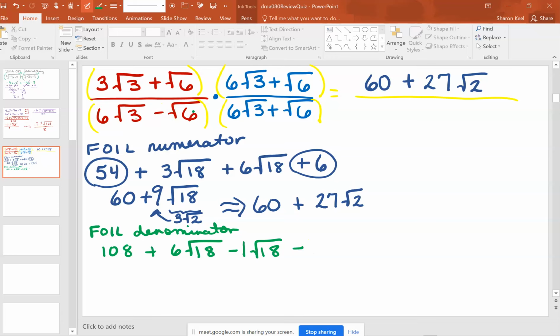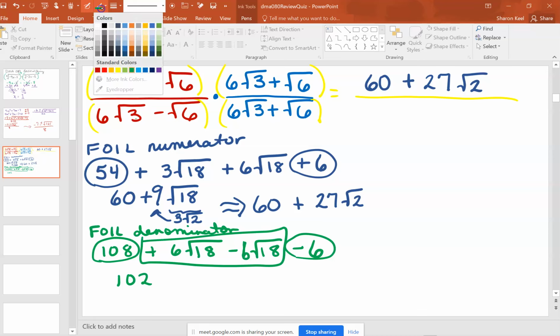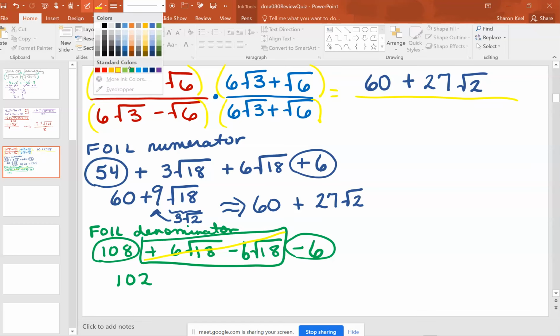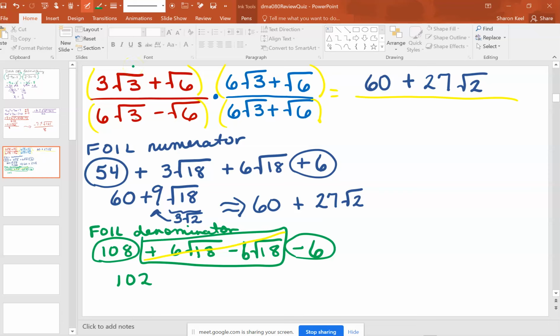And here, oh, wait a minute. That's not negative 1. Catch me, y'all. That's a negative 6, excuse me, square root 18. And then here, negative and positive is negative. We've got a pair of 6s, so the 6 comes out. Now, we're still going to combine the 108 minus 6, which is going to give us 102. And I want you to notice here we have a positive and a negative of the same. So the 6 square root 18 is going to cancel out. So there's no need in this situation to simplify because it does cancel. So here I've got 102.